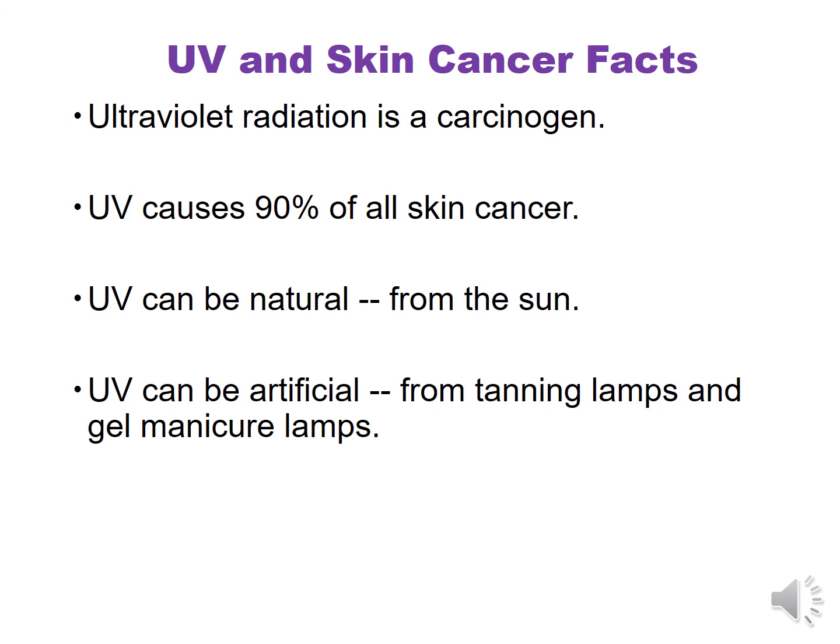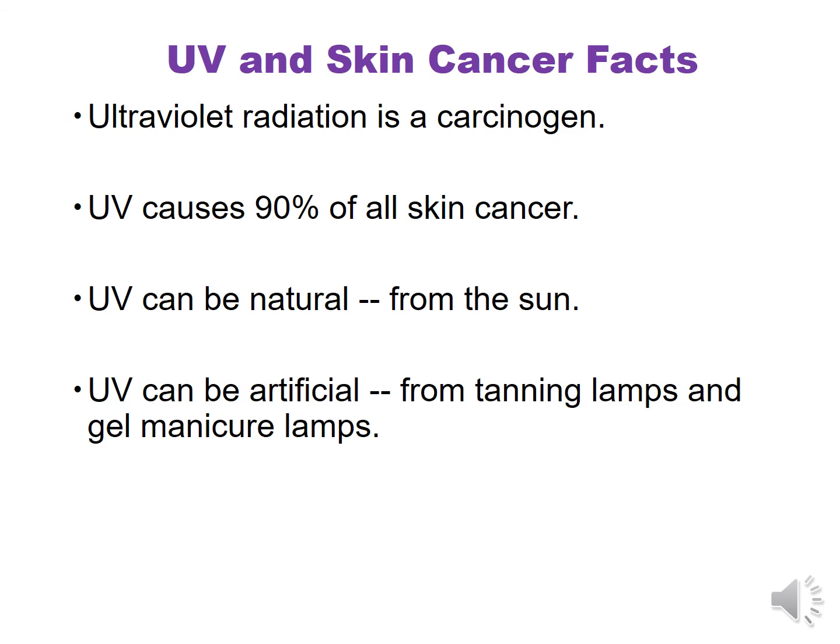So UV can be natural from the sun. We get exposed to the sun a lot more than we realize. If you drive in a car, even with tinted windows, if it's not polarized, you are being exposed to ultraviolet radiation. It is blocking the light, but it's not blocking the radiation. You also get exposed if you sit by the window in a classroom, at home, or even if you're sitting underneath an umbrella by the pool. It can reflect off of the water.